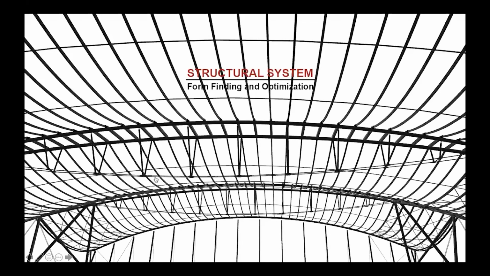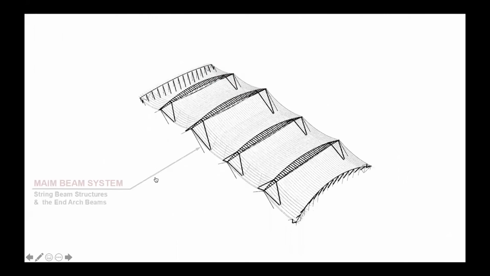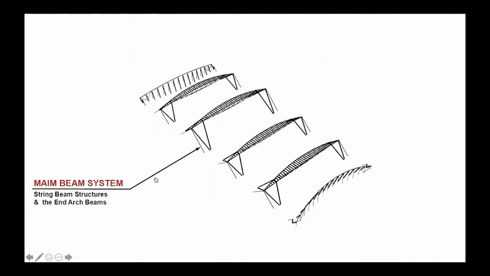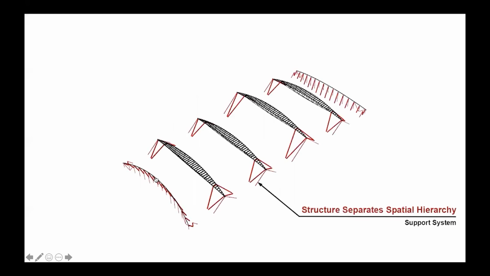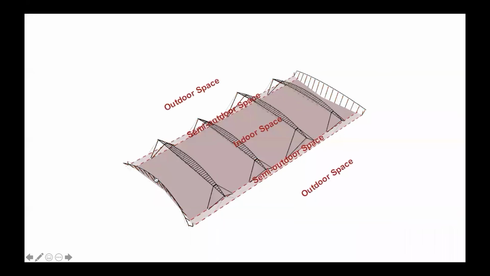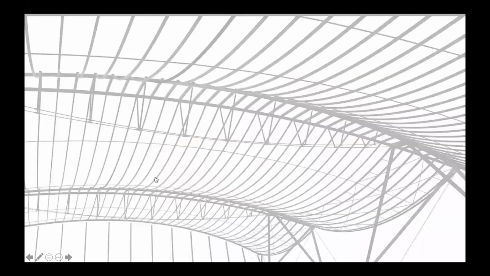So this is the structure, performance, form finding, and optimization process. The main beam system. And the structure separates the spatial hierarchy by the supporting big beams. And also we have semi-outdoor space and main outdoor space.